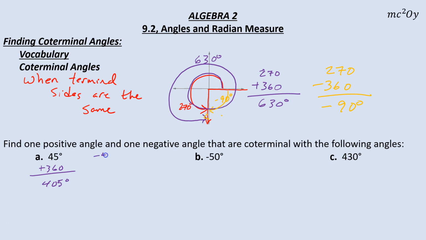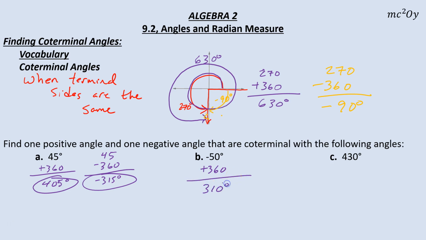And with 45, I could subtract 360. That would give me my negative one, right? That's going to give me negative 315 degrees. That would be the first negative coterminal, first positive coterminal. Okay? So if I'm dealing with a positive coterminal for negative 50, well, negative 50 plus 360, well, that's 310 degrees. Or I could go negative 50, and I could subtract 360. All right? That would give me negative 410 degrees.